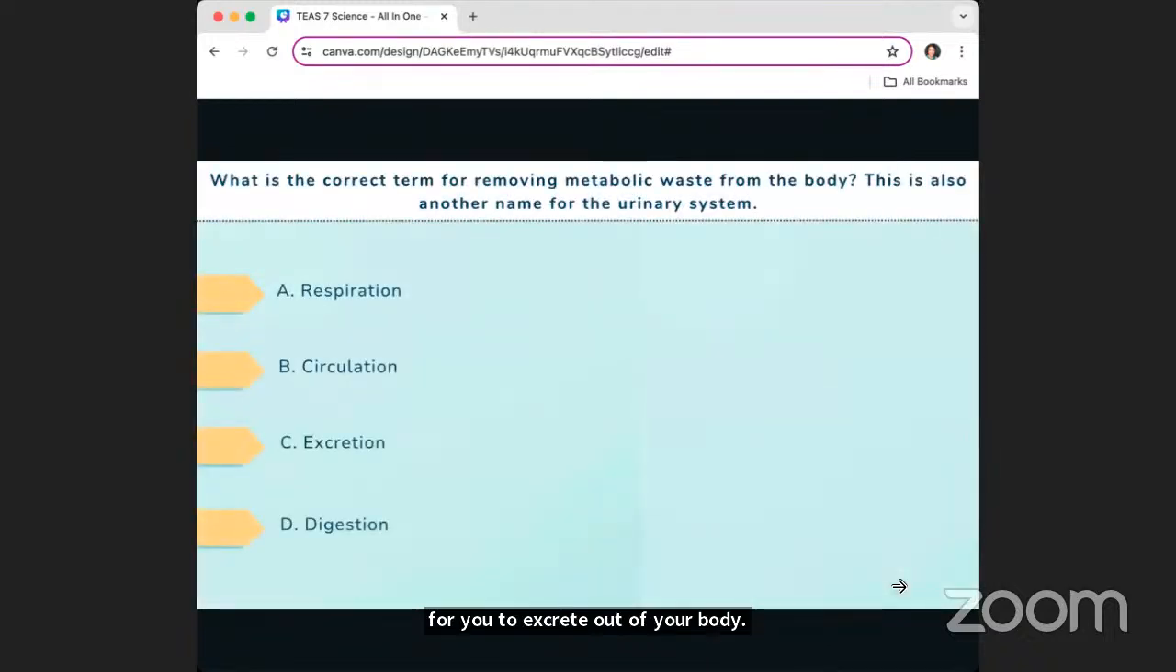So let's check in on your understanding so far. What is the correct term for removing metabolic waste from the body? This is also another name for the urinary system. Give yourself 1 minute to respond.